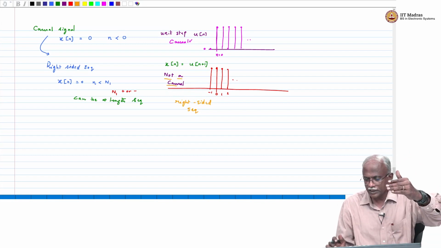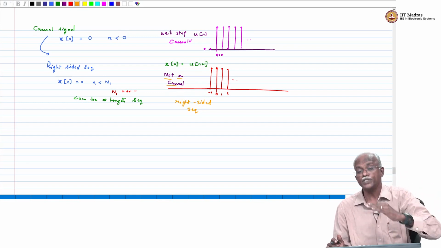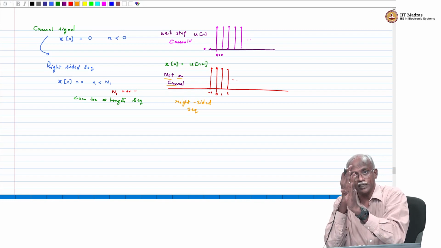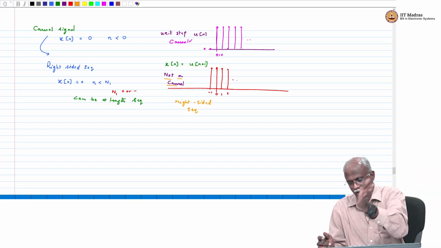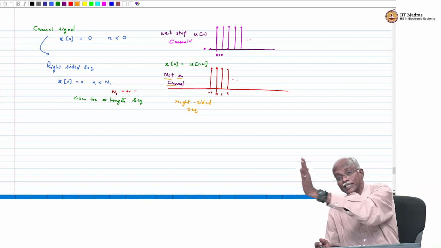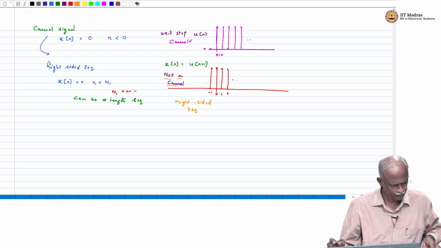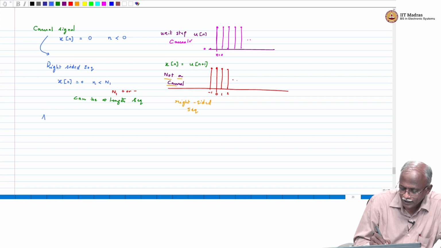A causal signal is a subset of a right-sided signal where the origin is at n equal to 0. A right-sided signal can be, like we showed, minus 1, minus 2. Anything to the right is non-zero, anything to the left is 0. Now, the opposite of a causal signal is an anti-causal signal.